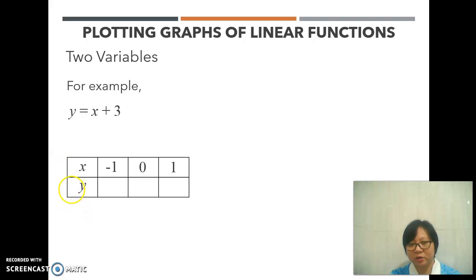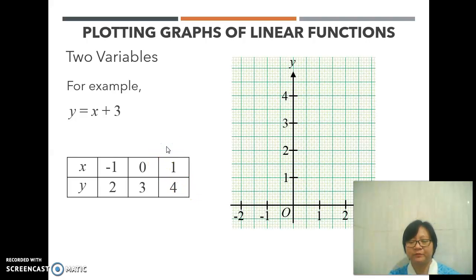So if the x coordinate is -1, the y coordinate is 2, because -1 plus 3 equals 2. If the x coordinate is 0, the y coordinate is 3. If the x coordinate is 1, the y coordinate is 4. Okay, from the equation here. Now, you have 3 points here. You can plot the graph.